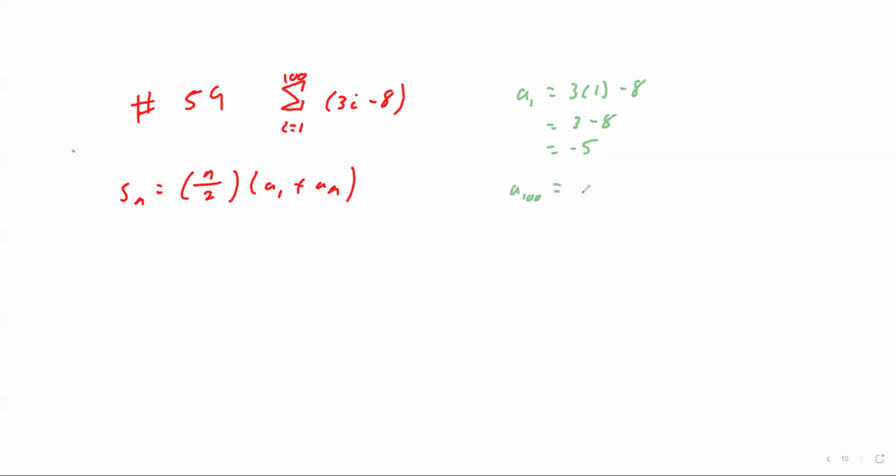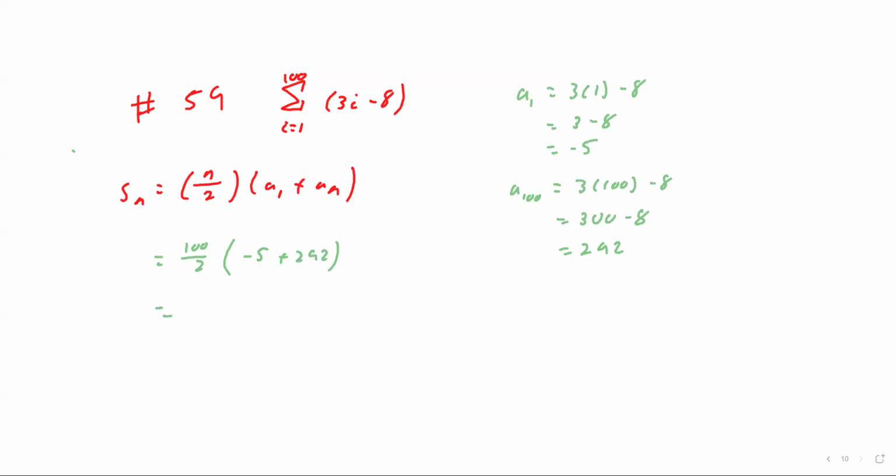So if I find ace of 100, that would be 3 times 100 minus 8. So that'd be 300 minus 8. So that'd be 292. So that'd be ace of n. And then my n is 100. So then I can come over here and do 100 divided by 2 times -5 plus 292. And I would get my answer.